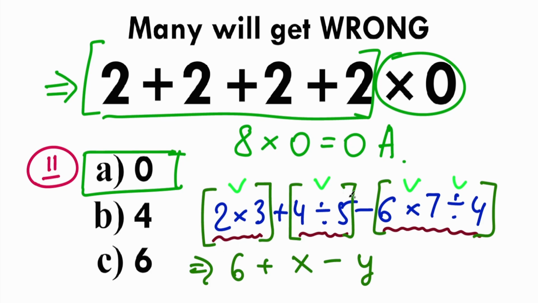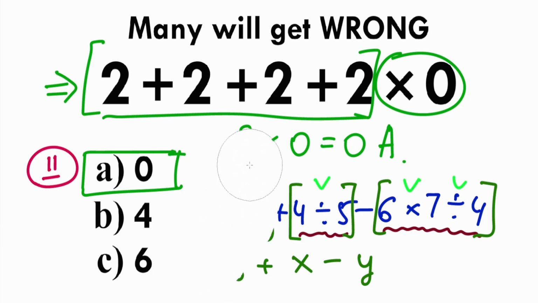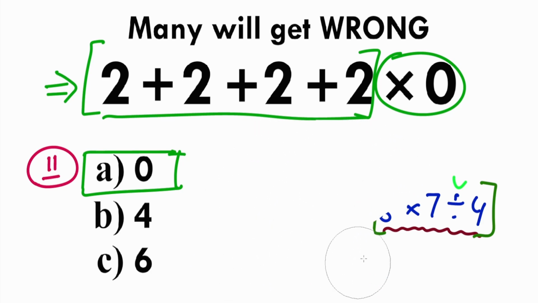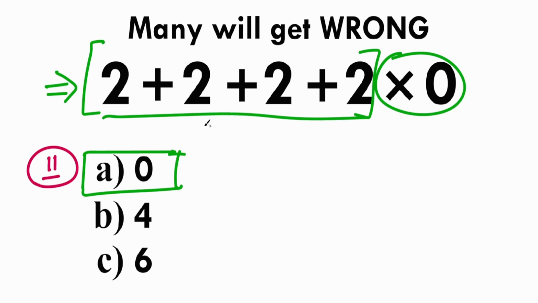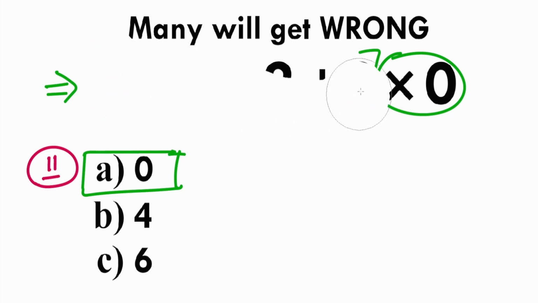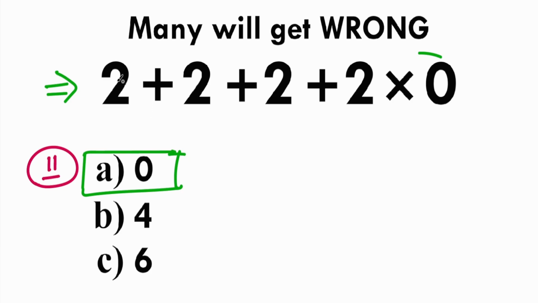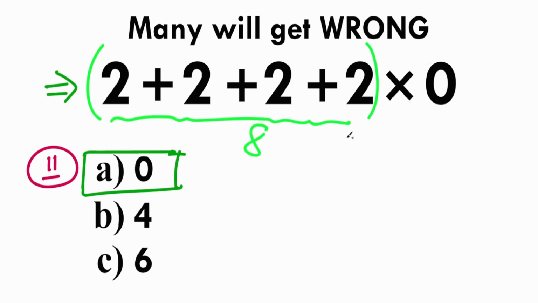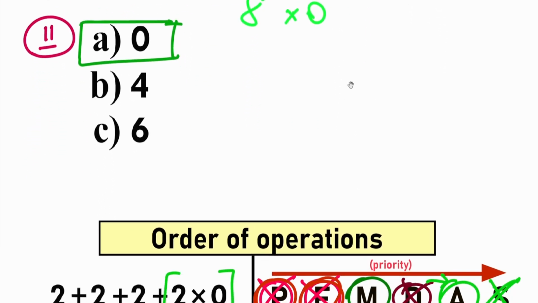Let me just erase all of this stuff. I really hope you understand it. But a few words about this 0, because a lot of students think that 0 is the correct answer. Here's my basic explanation: whenever you have a parenthesis right here, the correct answer will be 0, because then you have parentheses at first, so you have addition here, so we have 8, and we have times 0.